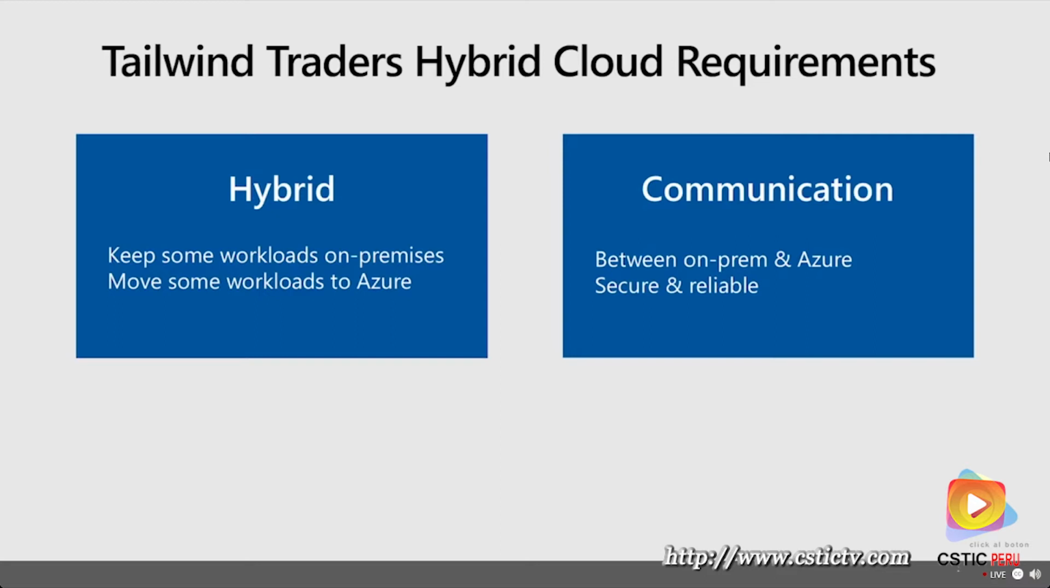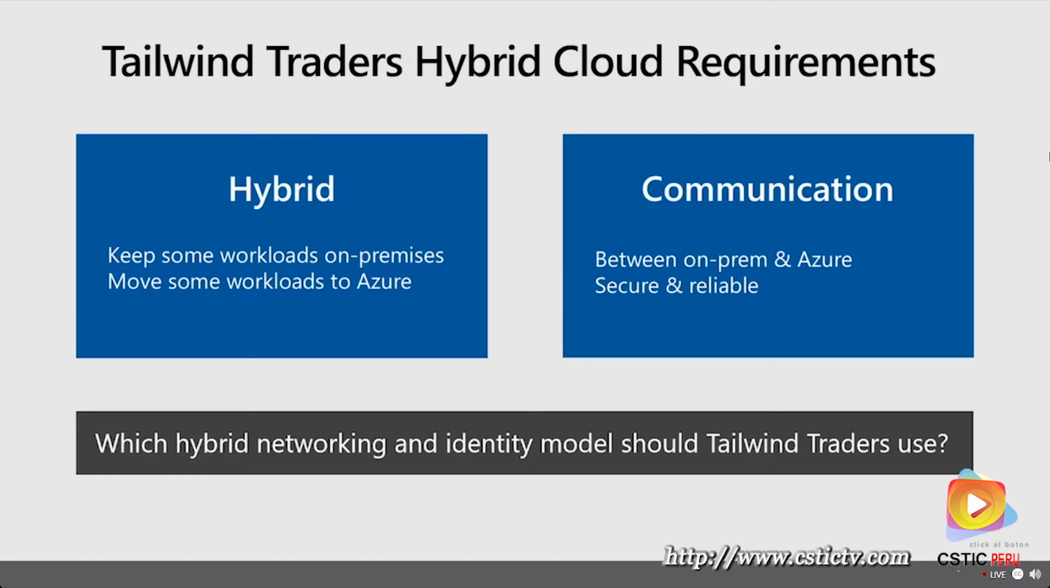From a networking perspective, not only do they need to ensure that they have easy connectivity between their branches and their head office into Azure, but also between each of their different branch offices with one another, they need to make sure that those network connections are as secure and reliable as possible. So which hybrid networking and identity model should Tailwind Traders use? There's more than one way to configure this, so let's jump in and have a look at your options.